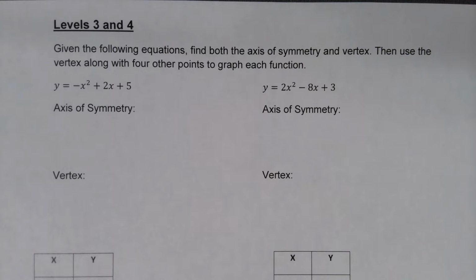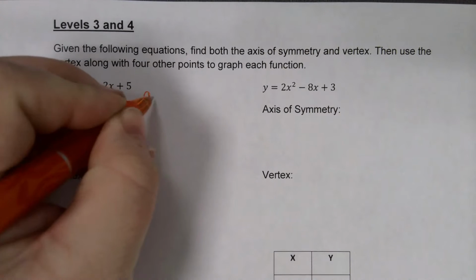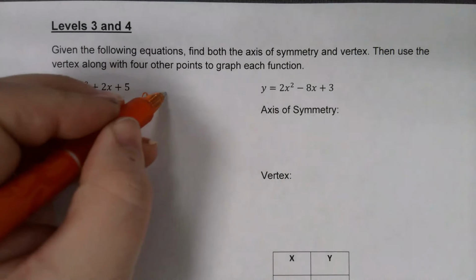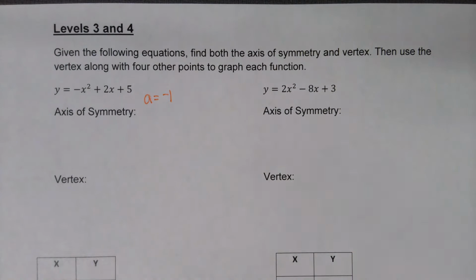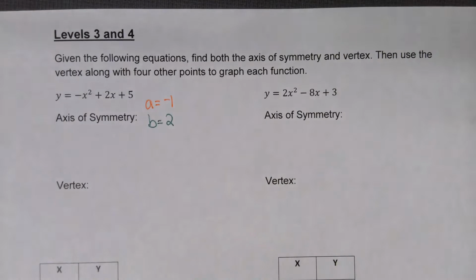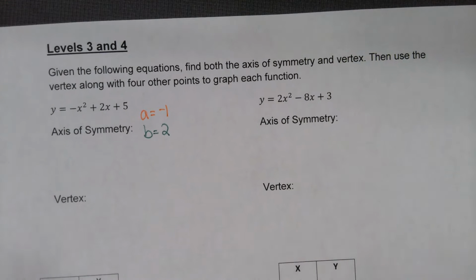So for levels 3 and 4, we have to be able to find the axis of symmetry and find the vertex, and then we have to use them to create our table and graph our equation. So first step, let's find that axis of symmetry. Identify your A value, which in this case is -1, our B value, which is 2, and let's plug it into our axis of symmetry formula.